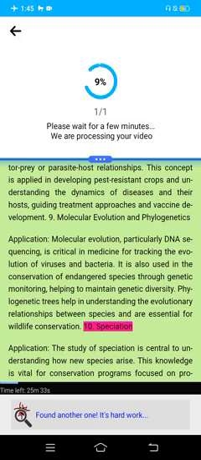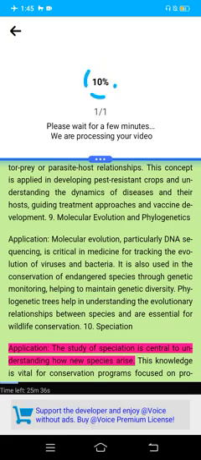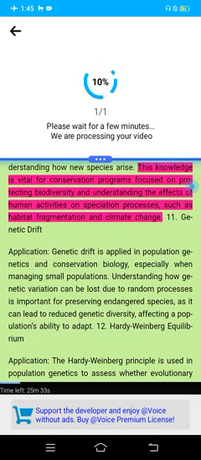10. Speciation. Application. The study of speciation is central to understanding how new species arise. This knowledge is vital for conservation programs focused on protecting biodiversity and understanding the effects of human activities on speciation processes, such as habitat fragmentation and climate change.